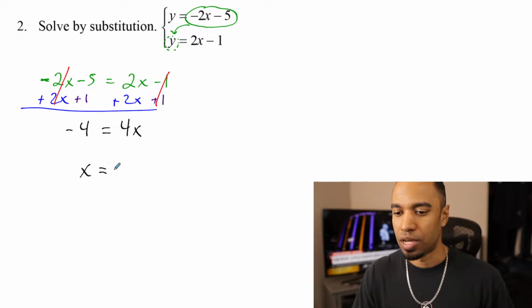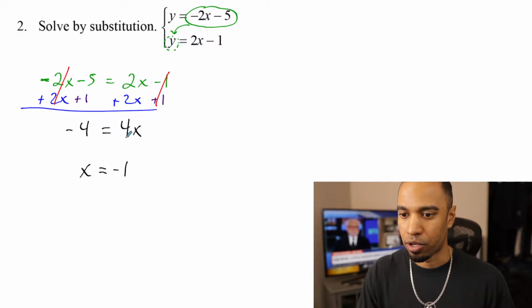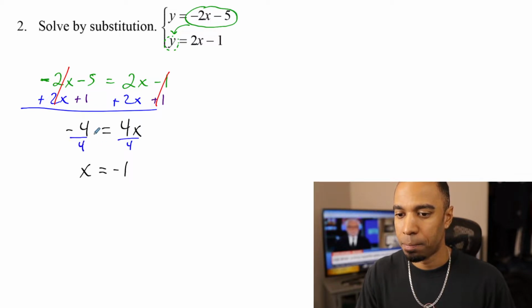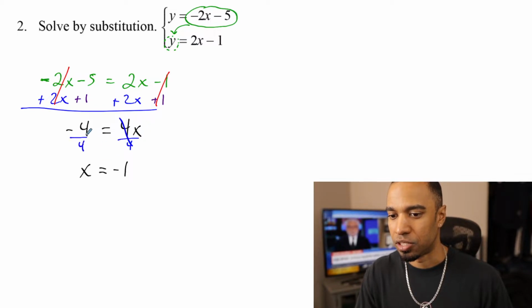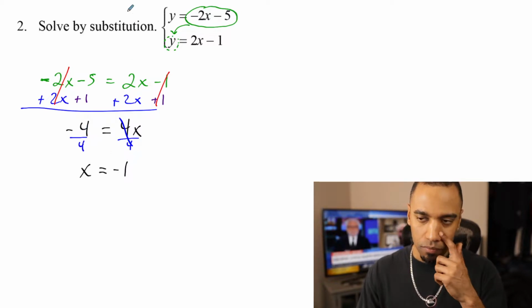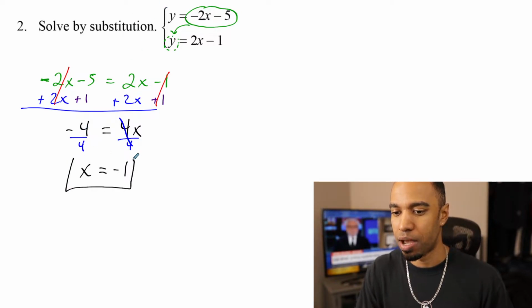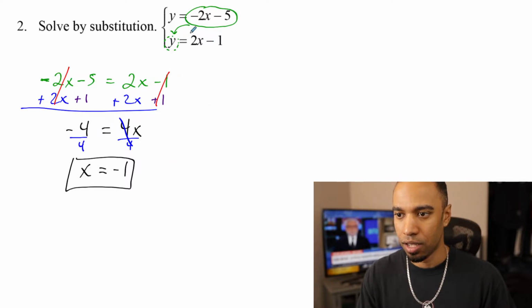I'm going to get x equals negative 1. If you need to see that step, I'll go ahead and write it. Divide by 4, divide by 4. And then, of course, I just wrote the x term on this side and the negative 1 on that side. X equals negative 1. I'm not finished with this problem, though, of course. I'll box it just to make sure I see it true.